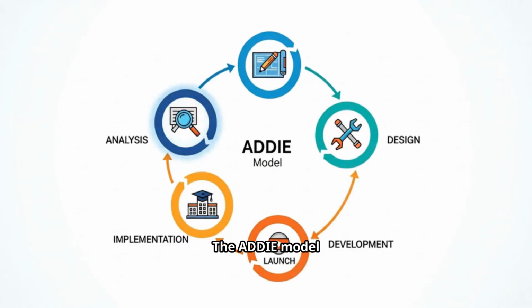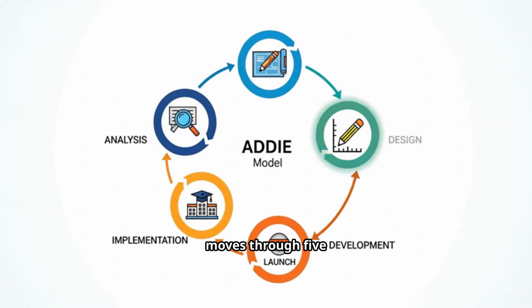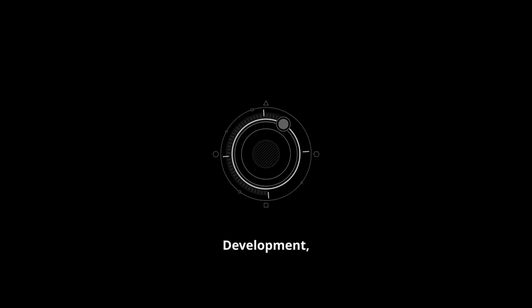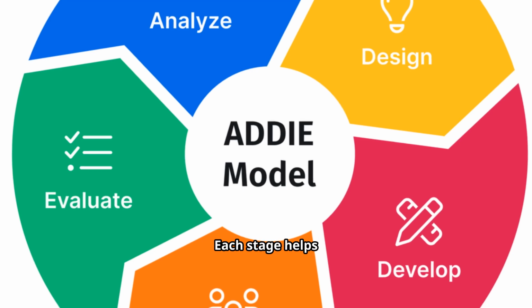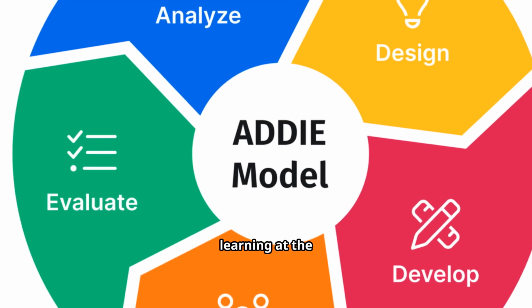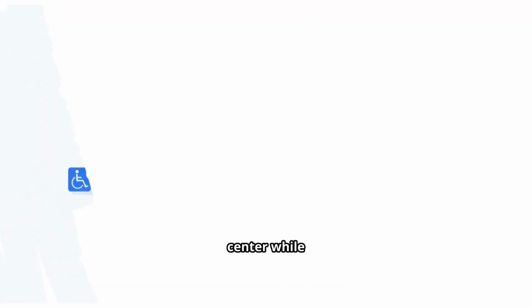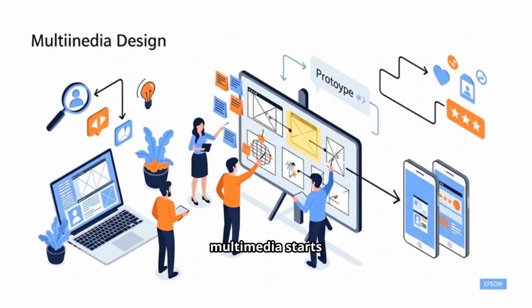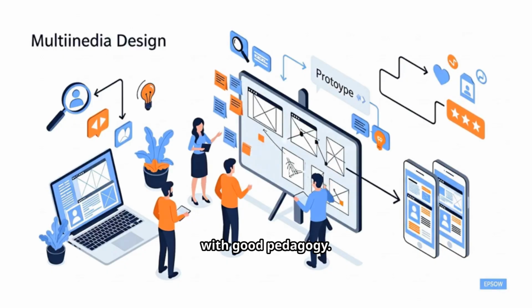The ADDIE model moves through 5 stages: analysis, design, development, implementation, and evaluation. Each stage helps designers keep learning at the center while maintaining usability and visual coherence. Remember, good multimedia starts with good pedagogy.